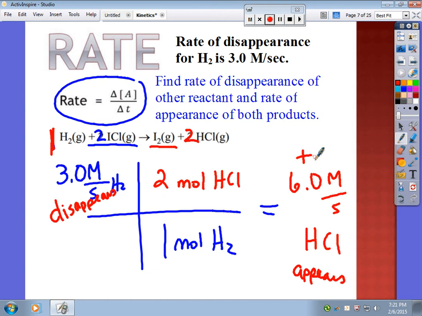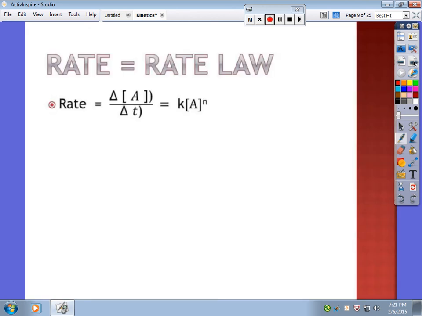So that's when you use stoichiometry and you look at the coefficients in an equation. That's one of the very few times you do this with rate and rate law. But this is rate. Now, what's true about rate and rate law? Well, rate is this: change in concentration over change in time. Rate law is this one right here.